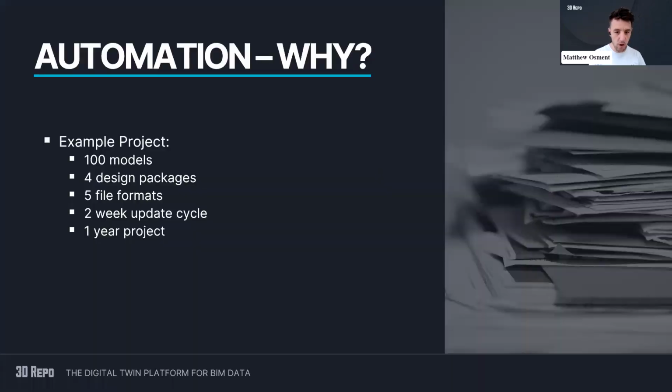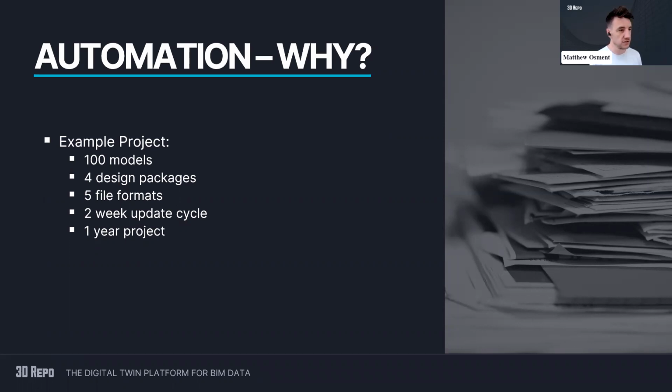first of all, a little bit about why we look at automation here at 3D Repo. As an example project, this is just looking at some of the projects we work with on 3D Repo and some examples of how many models we have. So for argument's sake, we've got 100 models across 4 design packages, 5 different file formats. That's something that 3D Repo really excels at, as Andrew mentioned. And then often we see either 2 or 4 week update cycles in these models.